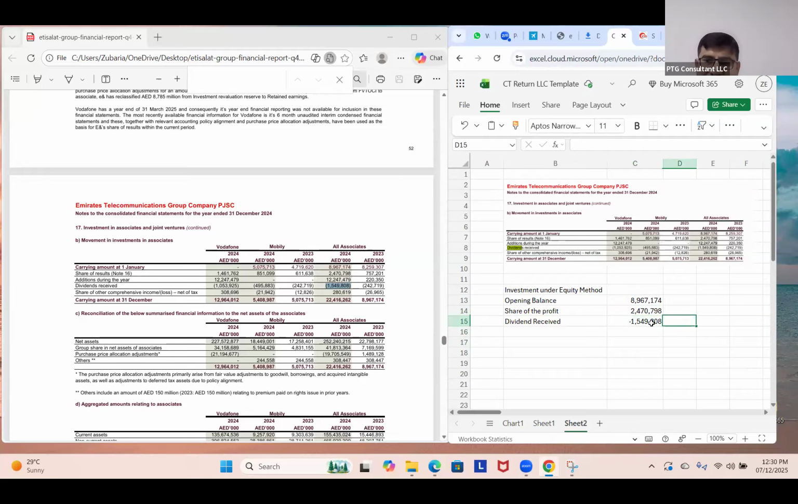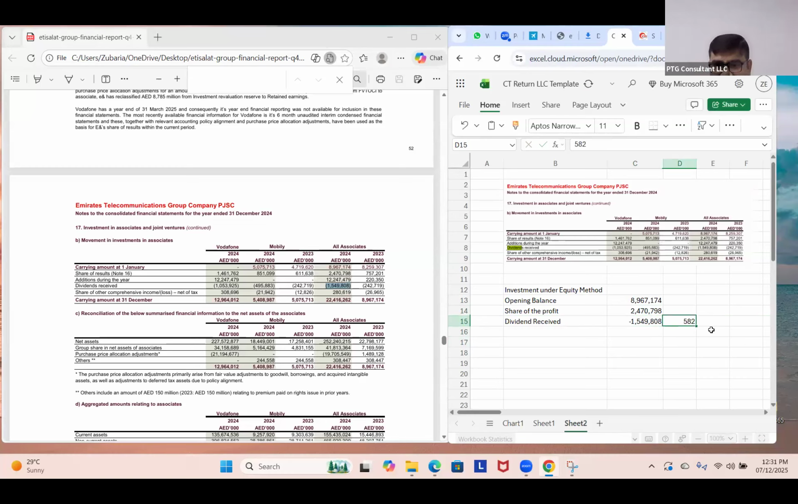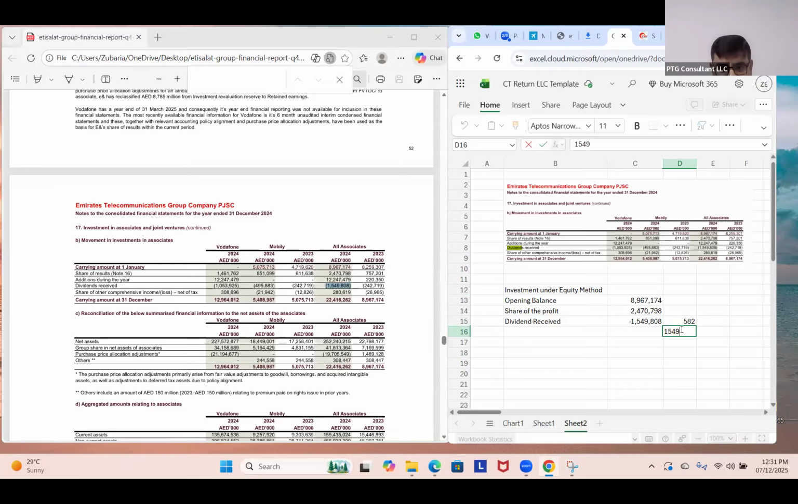The dividend received, would you please report it as part of the dividend? But first understand whether they already included it in the P&L or not. Actually, that was 582 total. If I minus 1, it is 580 total, then they didn't include it. So here we have to include it. So 582 plus this is an addition to that, and it will be 1549.